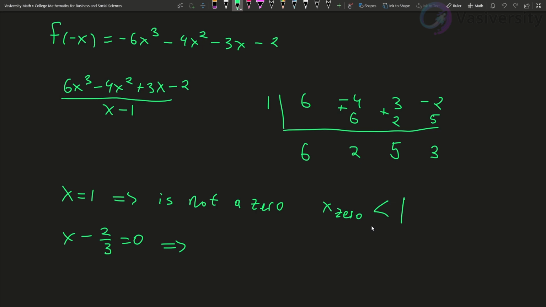The next number less than 1 is 2/3, and happily, we will find out that 2/3 is actually a zero. So we're going to have x minus 2/3 times, if we do synthetic division, 6x squared plus 3. That is a factor. So we have one real root, and the other roots are not real, they're going to be complex. Okay, perfect.